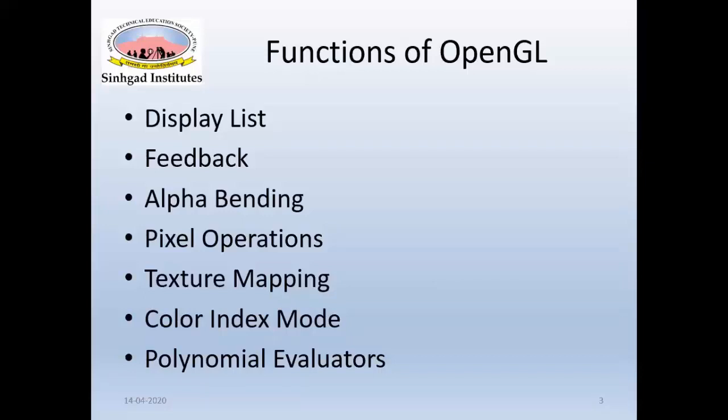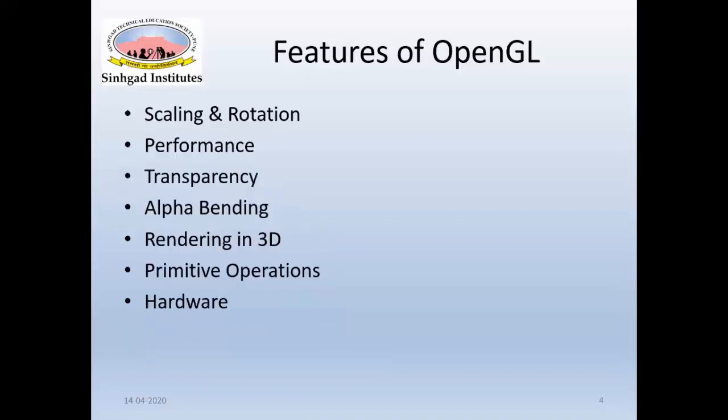In addition to the above functionality, OpenGL offers some of the following important features also. First feature is scaling and rotation. Second, performance. Third, transparency. Fourth, alpha blending. Fifth, rendering in 3D. Sixth, primitive operations. And last, seventh, that is hardware. Let's talk of all these features one by one.